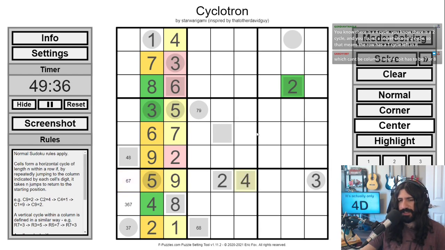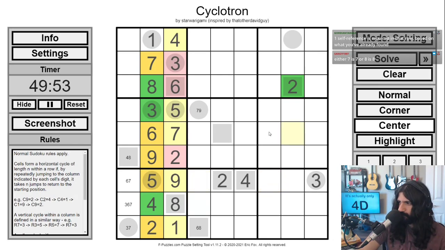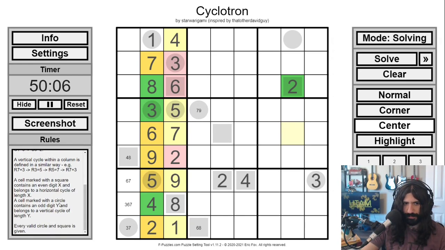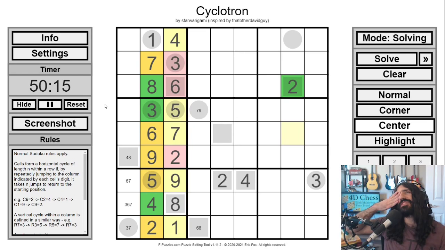There's a six here, and this is a six. So if this was a six, then it would be part of this cycle, but if it was a seven, well, it could also still be part of the cycle. You know, it's a four cycle, it's a two cycle, and you found a secret second two cycle, so that means the row has a one cycle left in it, right? There, it does have to be a one cycle.